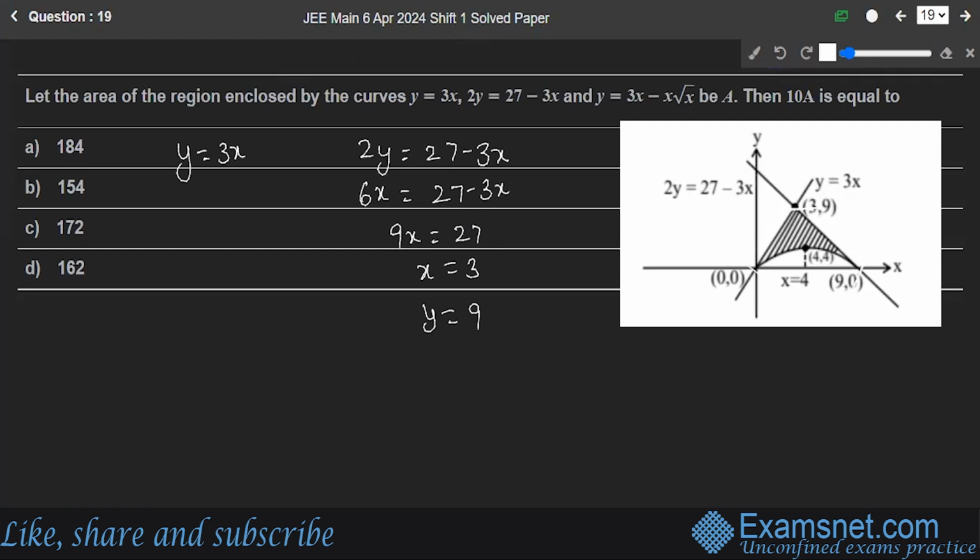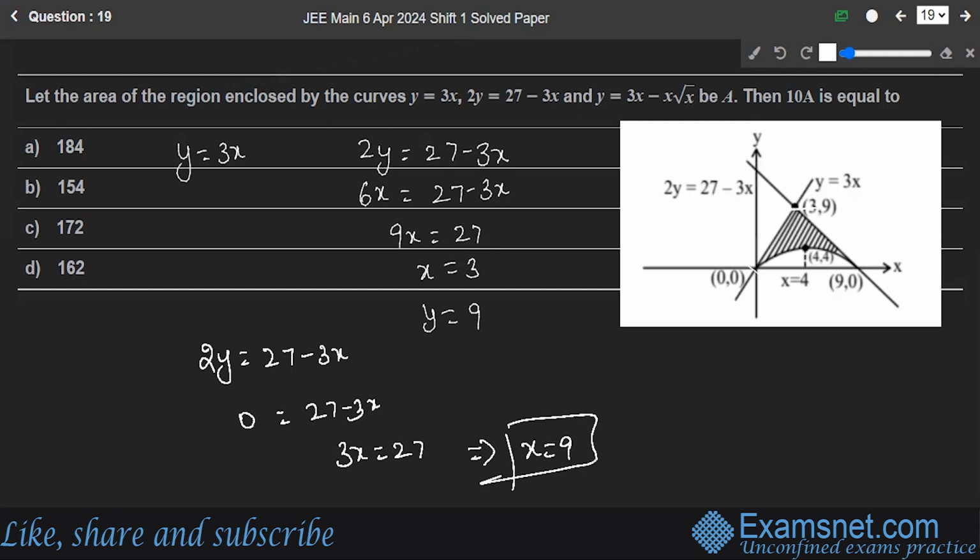And here on this point, you are having y coordinate as 0. Let's solve for the corresponding value of x. And this was the line y is equal to 27 minus 3x, or 0 is equal to 27 minus 3x. That gives me x as 9. Okay, so we got the three points of intersection of all of them.